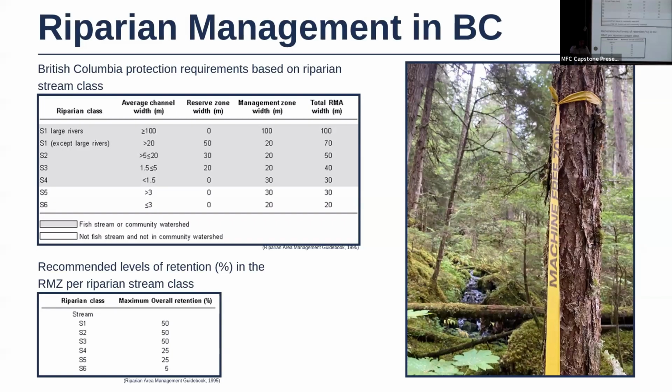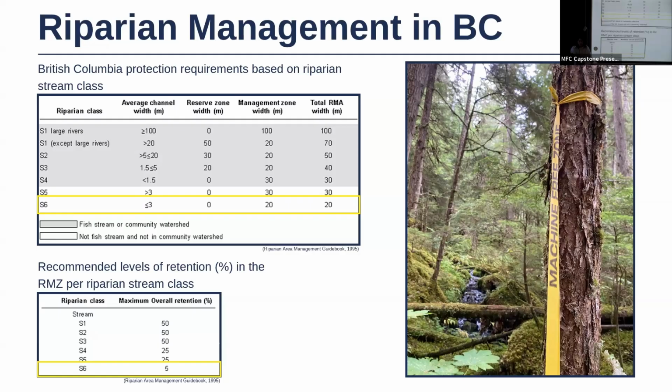Management zones depend on riparian stream class. So in BC, streams are categorized from S1 to S6, with S1 being the largest fish-bearing streams. These streams have the largest management zone and reserve zone and the highest amount of recommended retention, while S6 streams are the smallest non-fish-bearing streams. They don't have a reserve zone, and they have the smallest management zone with the lowest recommended amount of retention.